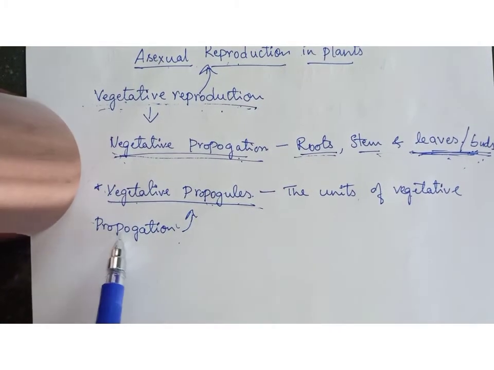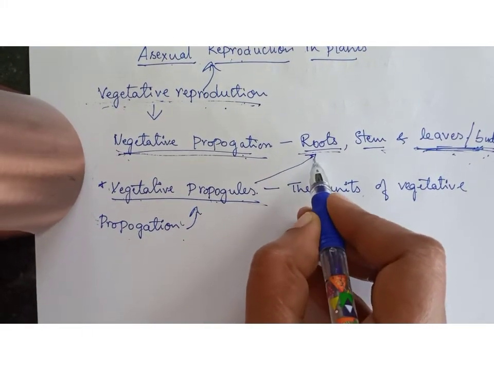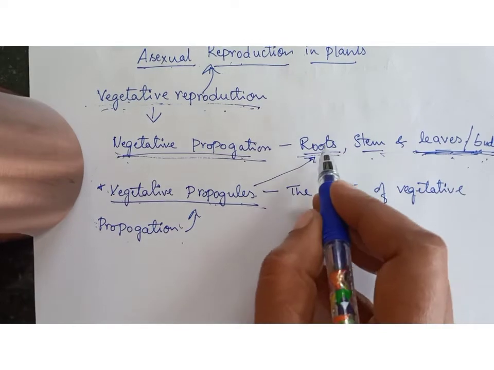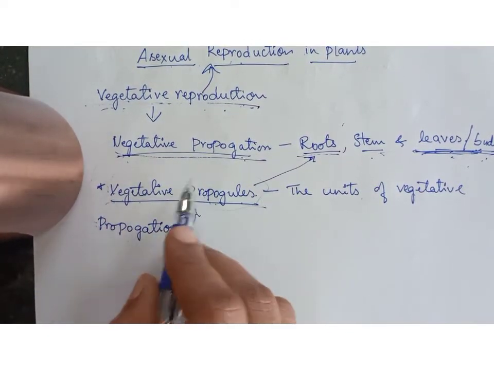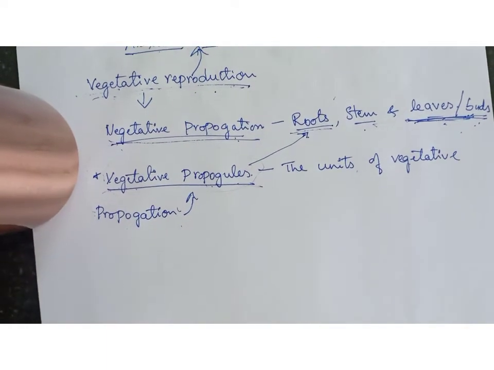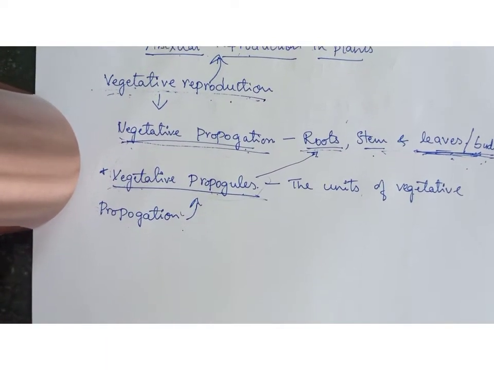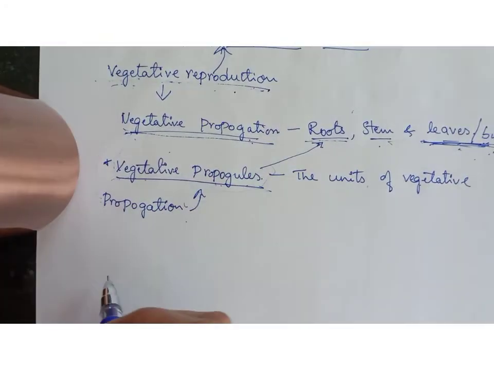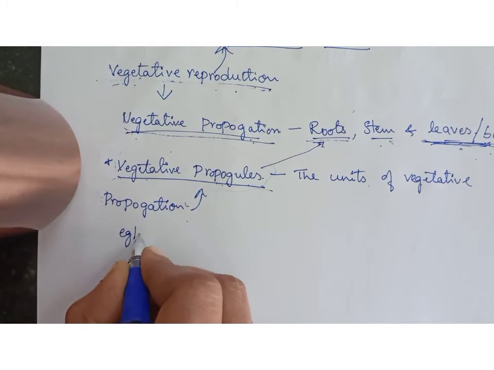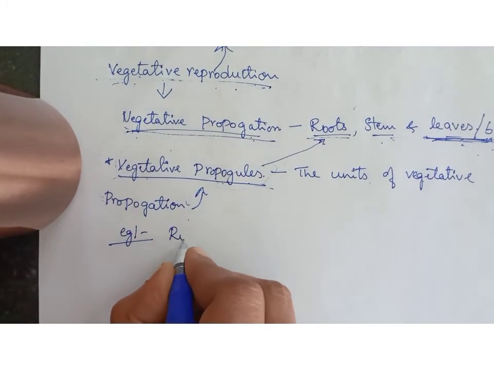So the units needed for this reproduction, the roots, stem and leaves, we will call them vegetative propagules. There are different vegetative propagules which are involved in vegetative propagation, that is, asexual reproduction. Let us take them one by one. The first one is the runner.